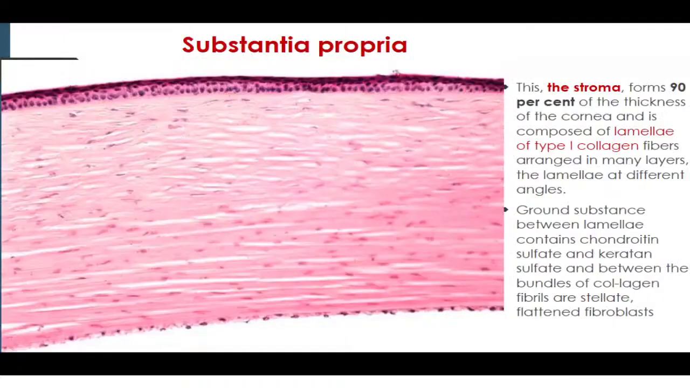Next, Substantia Propria. That's the stroma. The stroma of the cornea is named Substantia Propria. 90% of the thickness of the cornea is composed of lamellae of collagen type 1. Fibers arrange the layers of lamellae at different angles. We see it here, it is visible. The ground substance between lamellae contains chondroitin sulfate and keratan sulfate, and between the bundles of collagen fibers are stellate, flattened fibroblasts, but they are not very visible because of the transparency effect.